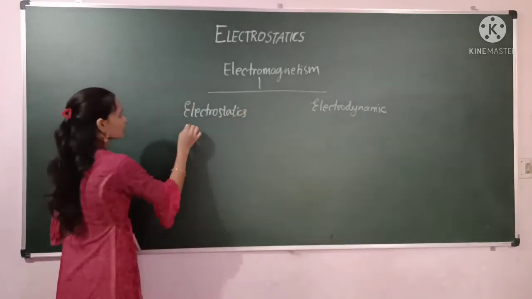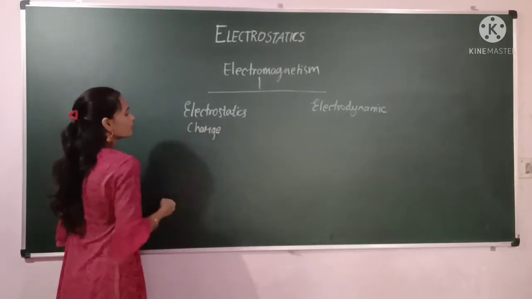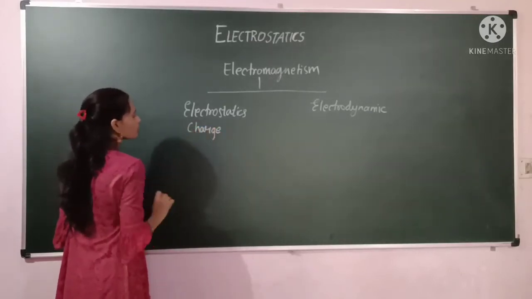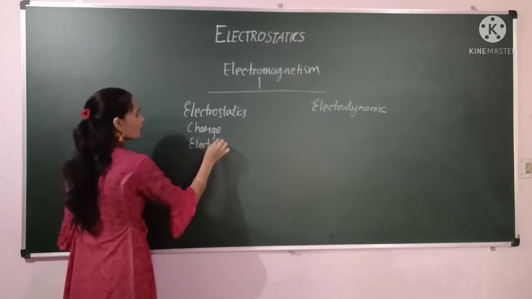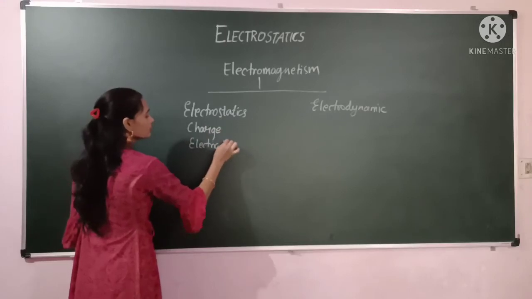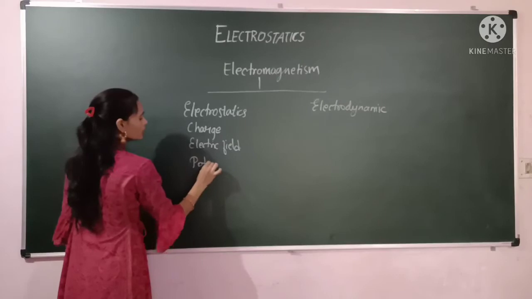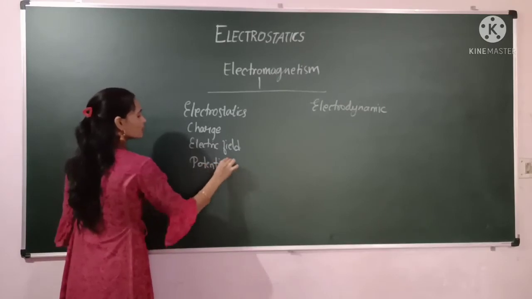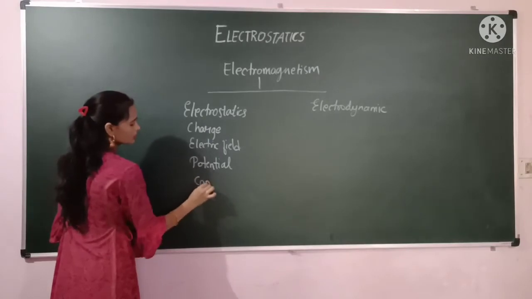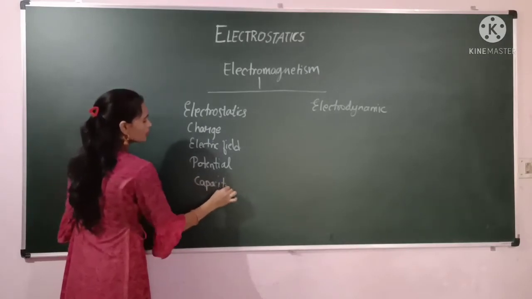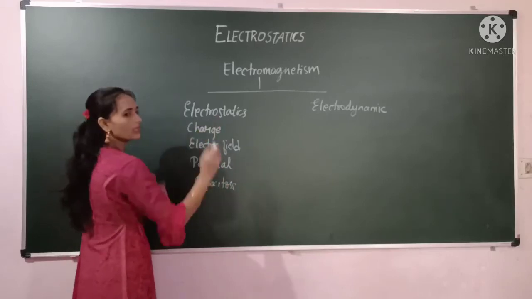First in electrostatics we are going to deal with charge: what is charge, what are its properties. Next, electric field, how charges can create an electric field. Next we will study potential. Potential means energy. After that we deal with capacitors, energy storing devices. All these topics we will cover in electrostatics.